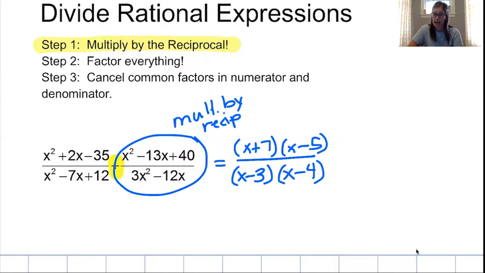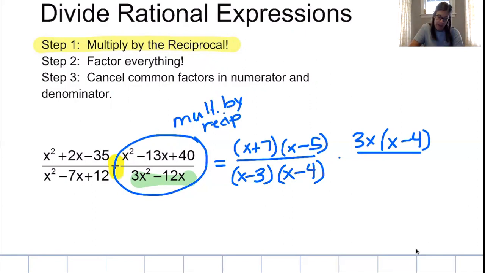And then instead of writing divide, I'm going to do a times. And what I'm going to do is I'm going to flip it now. So the denominator was 3x squared minus 12x. I can take out a 3, I can take out an x, and I'm left with x minus 4. So that's now my numerator. Okay, so I'm flipping it over here.